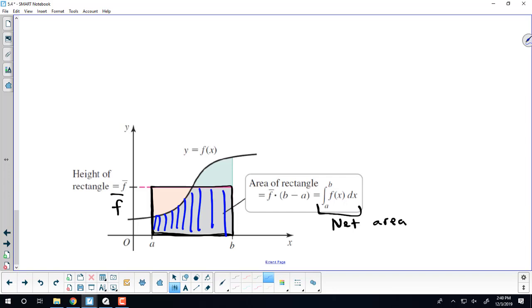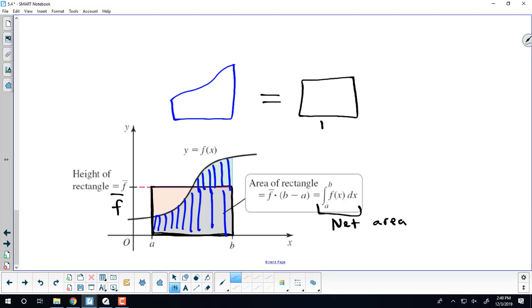Oh, sorry, this is up here too. Let's see here if I can draw this. So that area is equal to that area, where this length is b minus a and the height is f bar.